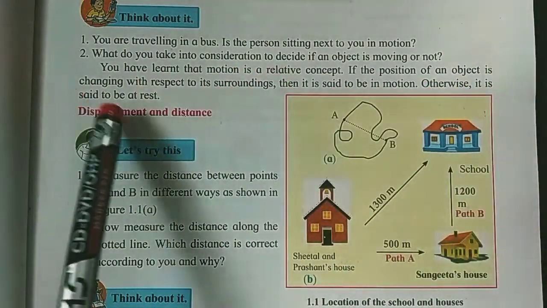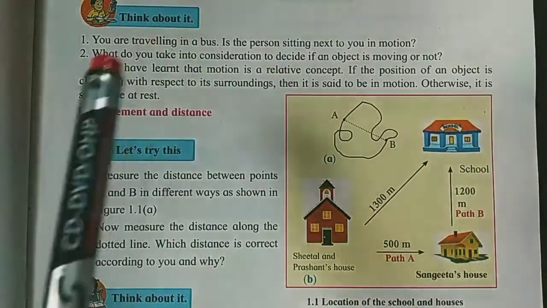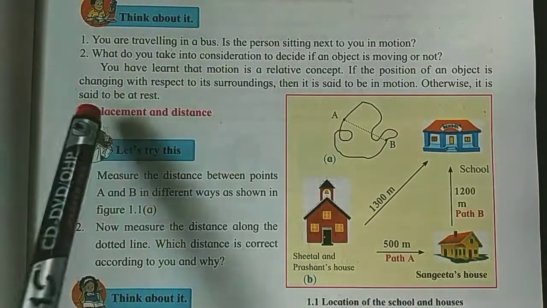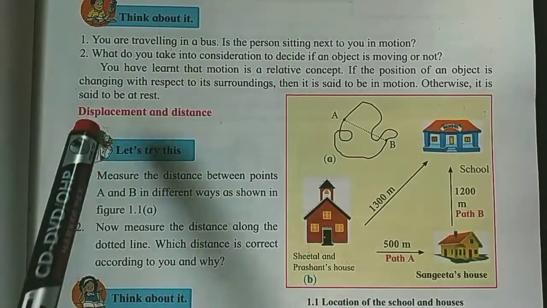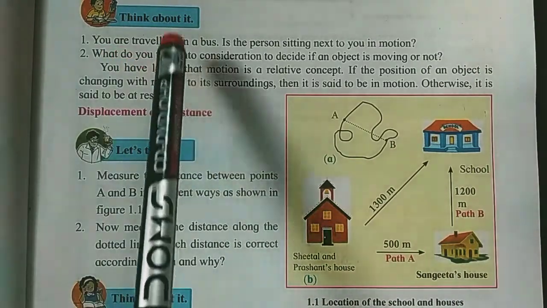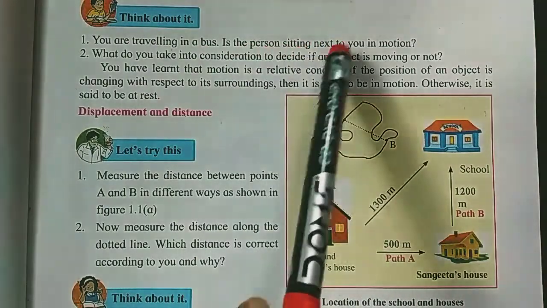Otherwise it is said to be at rest. If the surroundings are not changing and the object also is there, then it is said to be at rest. So in the first question, you are traveling in a bus. Is the person sitting next to you in motion?